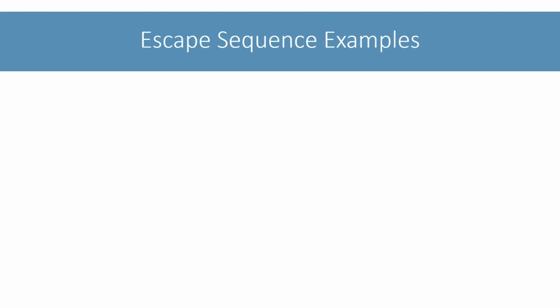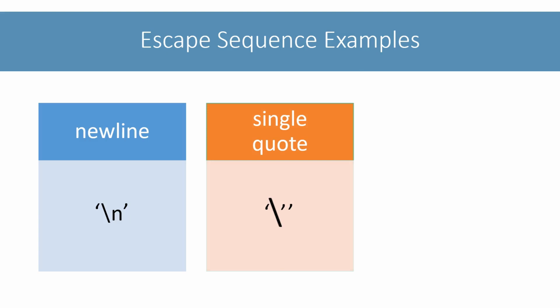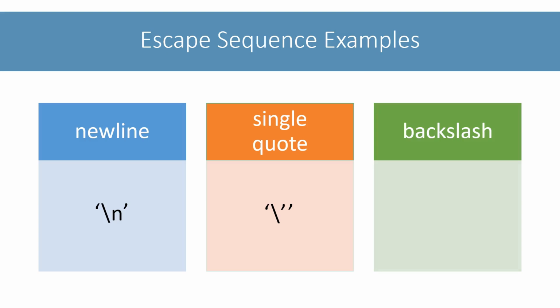The escape sequence for Newline is written like this. It starts with a backslash followed by letter n in lowercase and is enclosed in single quotes. The escape sequence for single quote character is this. Backslash followed by the single quote character enclosed within a pair of single quotes. Can you guess what will be the escape sequence of backslash itself? It is this. Two backslashes enclosed within single quotes.